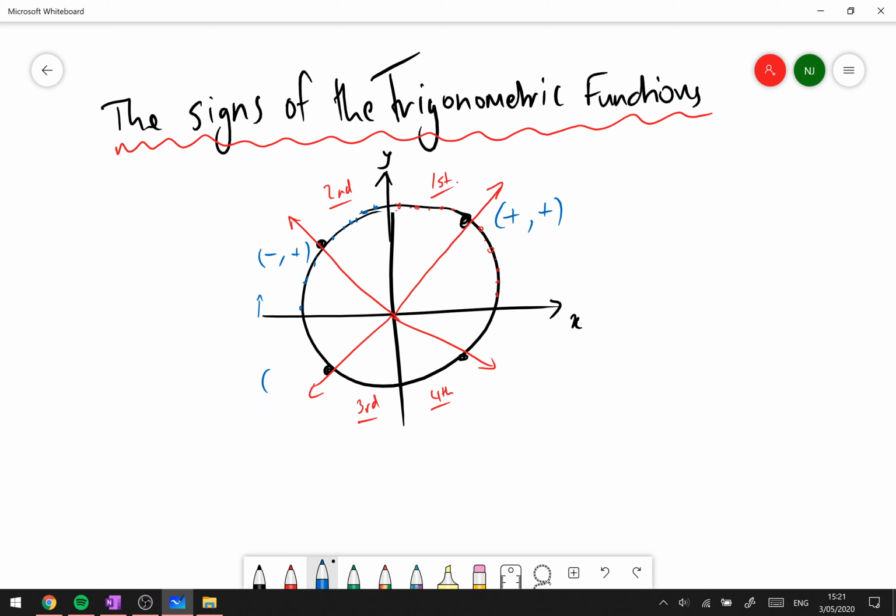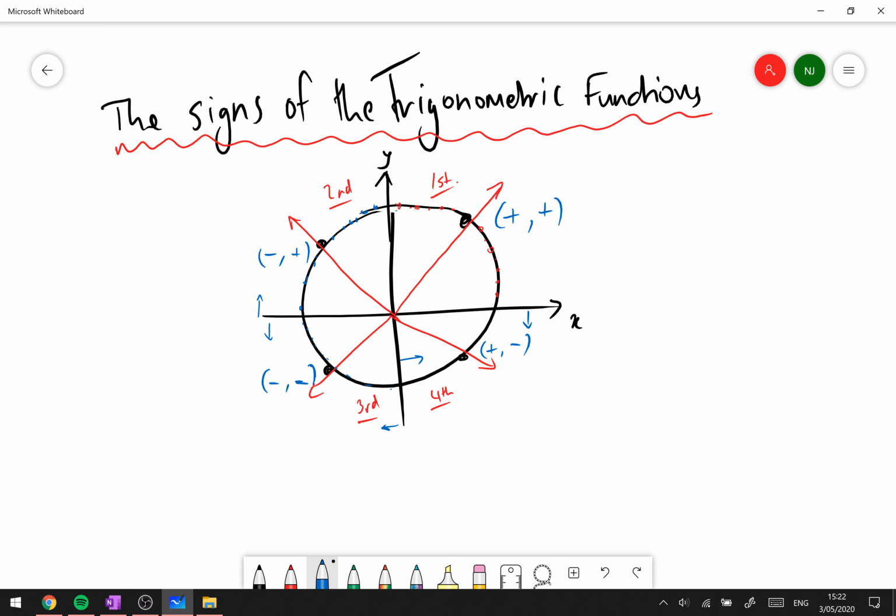Similarly, for the third quadrant, this point can be made up of any one of these. We know that it is below the x-axis and to the left of the y-axis. So both coordinates are going to be negative, because all the y values are below the origin and all of the x values are to the left of the origin. And finally, the same thing can be said about the fourth one. All of the x values are to the right, so they have to be positive, but all of the y values are below the x-axis, so they are negative.